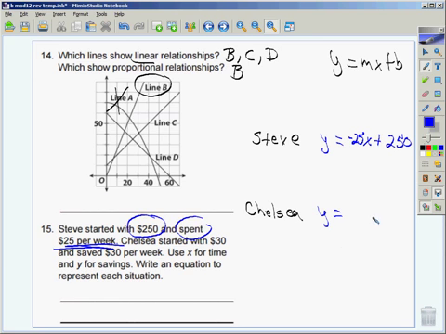What did I start at with Chelsea? 30. And how much is it changing? A positive 30x. Okay? Everybody okay with the 2 equations?